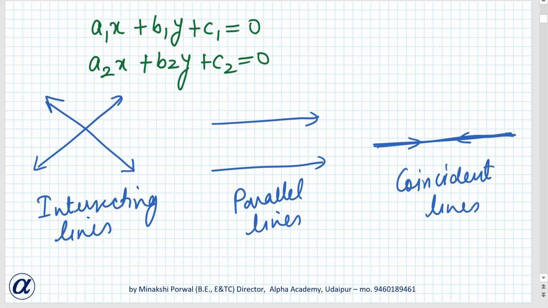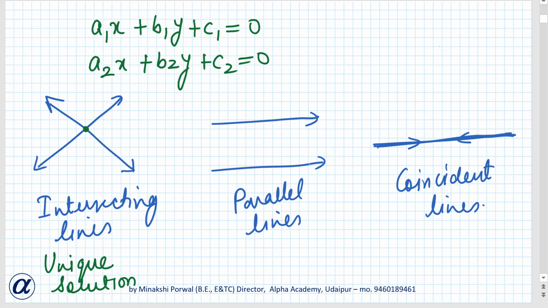If lines are intersecting, how many points do they have in common? One. Only one point where the two lines intersect, only this point. So in this case how many solutions will there be? Only one solution. This is called the condition of unique solution. Because we solve both equations to get this point, and it is called the unique solution.